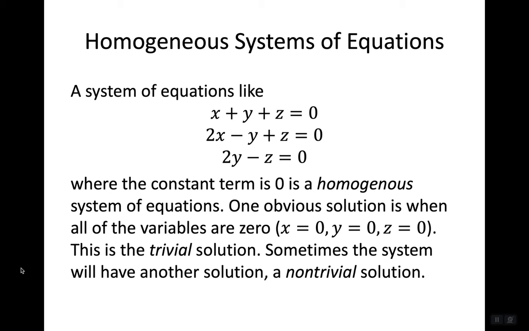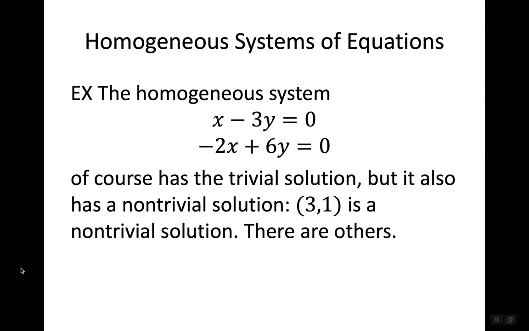Sometimes this system will have another solution, a non-trivial solution. For example, the homogeneous system x minus 3y equals 0, negative 2x plus 6y equals 0, of course, has the trivial solution, but it also has a non-trivial solution. (3, 1) is a non-trivial solution. You can plug that in and find out for yourself.